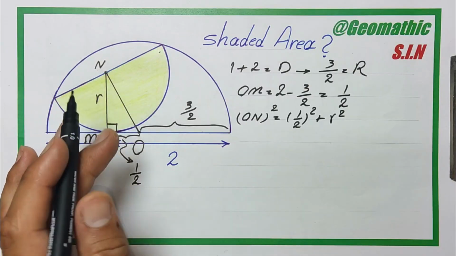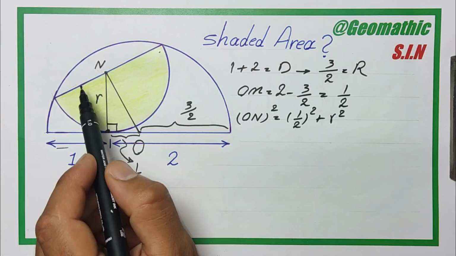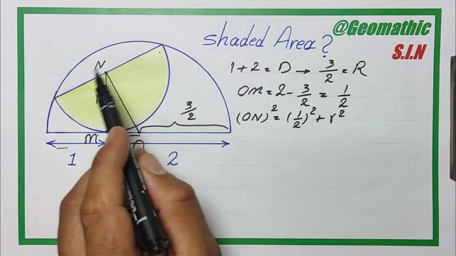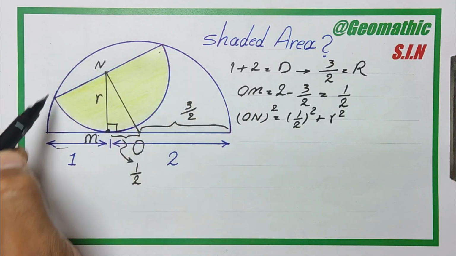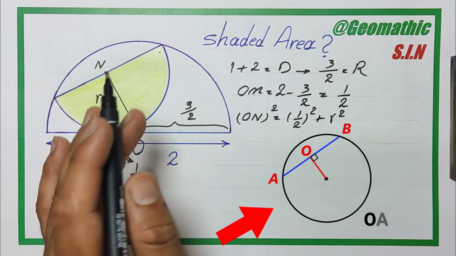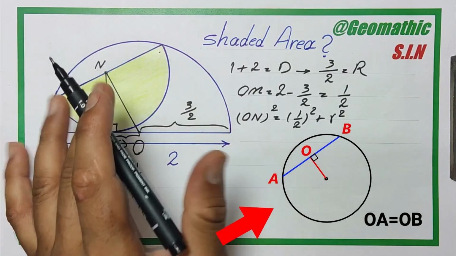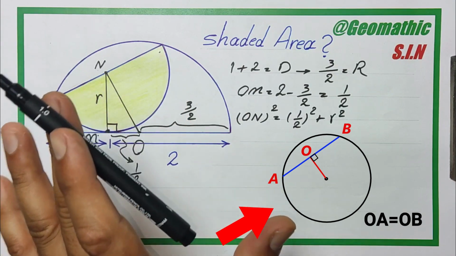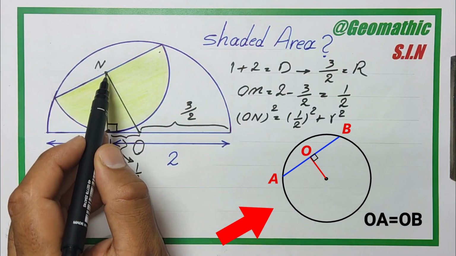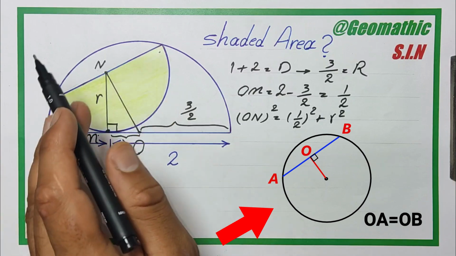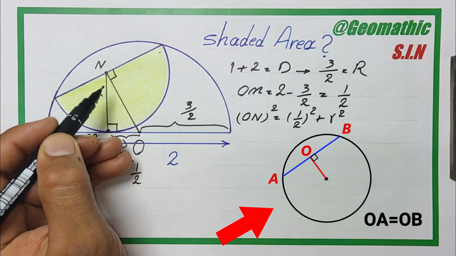If you look closely, another important key is hidden in this figure. The diameter of the smaller semicircle is actually a chord of the larger semicircle. And according to a circle theorem, if a radius passes through the midpoint of a chord, it must be perpendicular to that chord. We know N is the midpoint of this chord. Therefore, this angle should be a right angle.